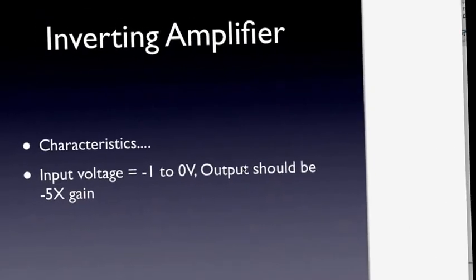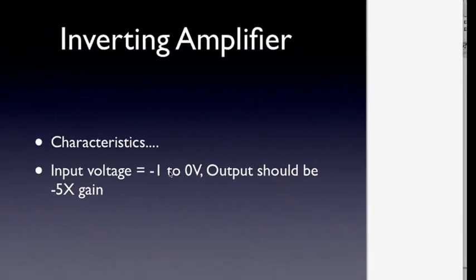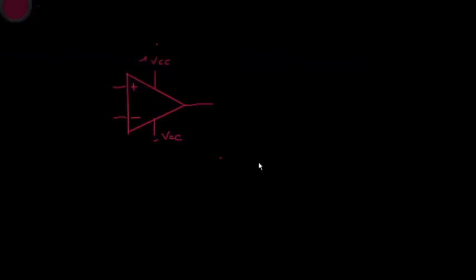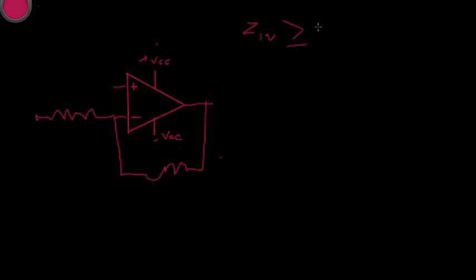Our problem says we have an input voltage from -1 to 0 volts, and our output should have a gain of -5. Again, we assume we're working to within tolerances. I'm going to add to my spec and say that Z-in should be greater than or equal to 10k ohms. Generally high input impedances are desirable, so that would mean that I should pick for R1 at least a 10k ohm resistor, and now I'm looking for a gain, an A sub V, equal to -5.